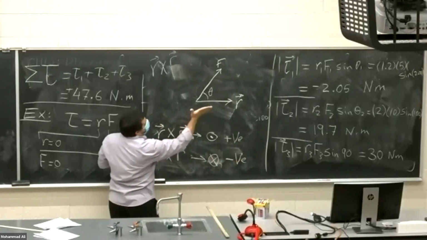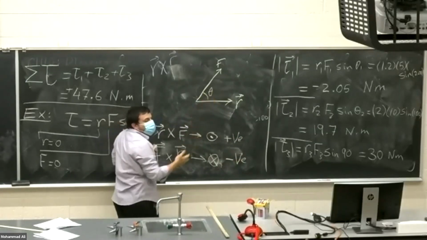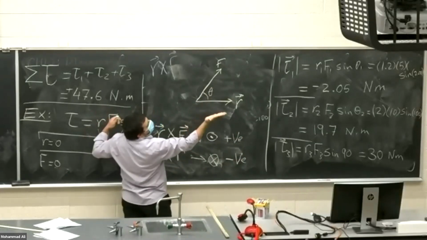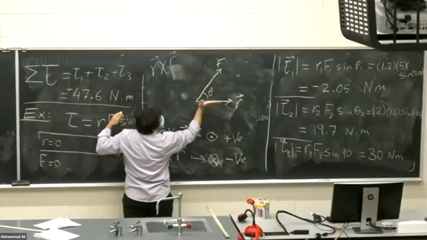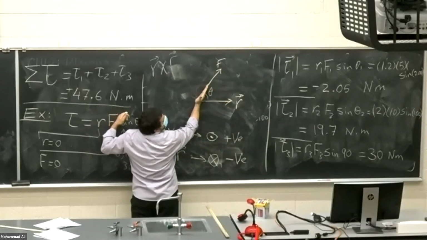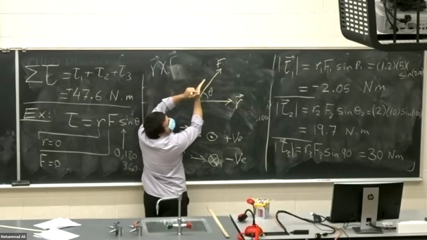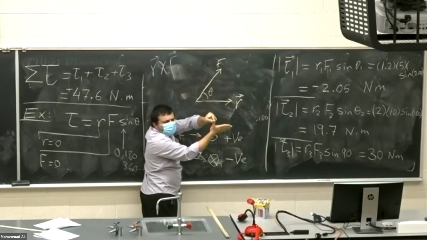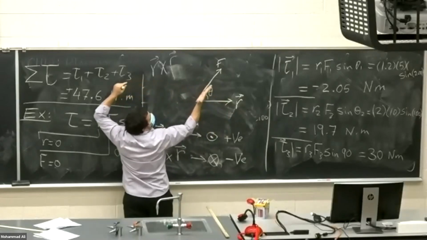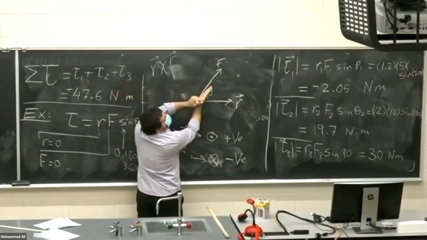So, look, I'm talking now about the right hand rule. If I put the fingers of my right hand in the R direction and rotate them by theta to the direction of F, this rotation gives me the thumb direction, out of the board. It is the direction of the torque.